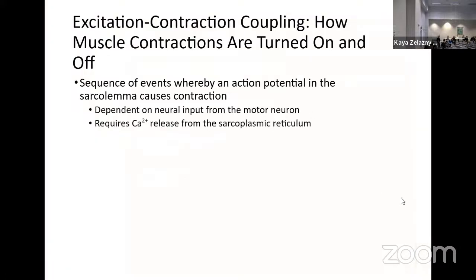So now linking this up to our nerve. We talked about the neuromuscular junction, and we talked about the cross-bridge cycle, how we use the energy to shorten the sarcomere. We want to link those two together. So that's what we mean by excitation contraction coupling.